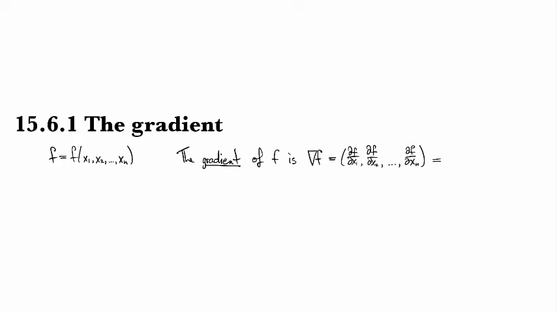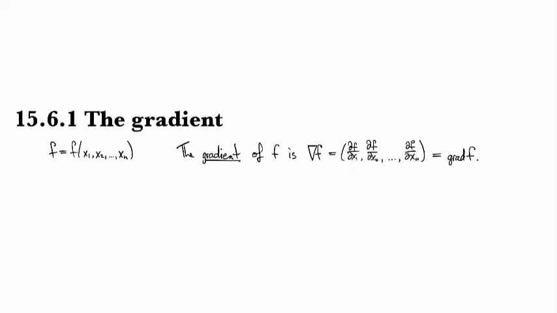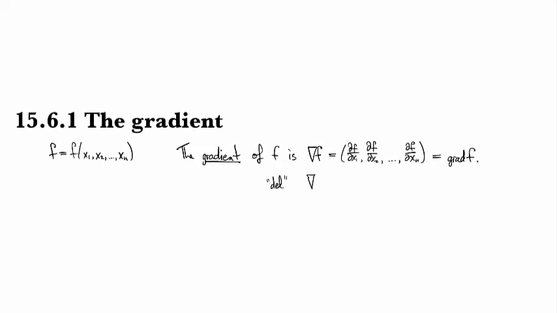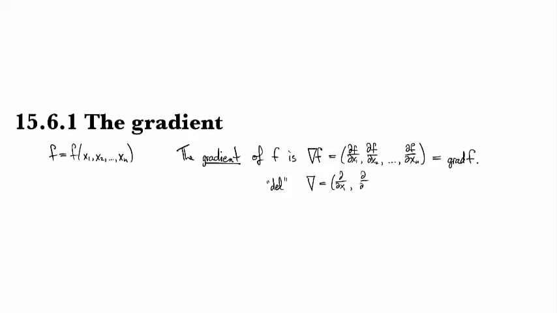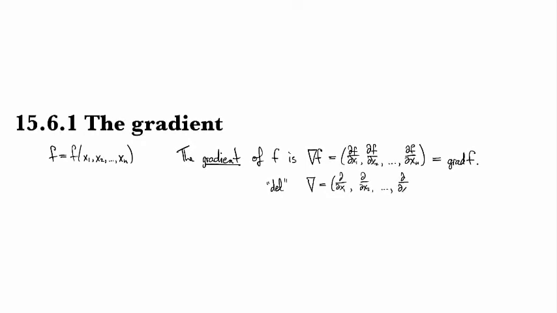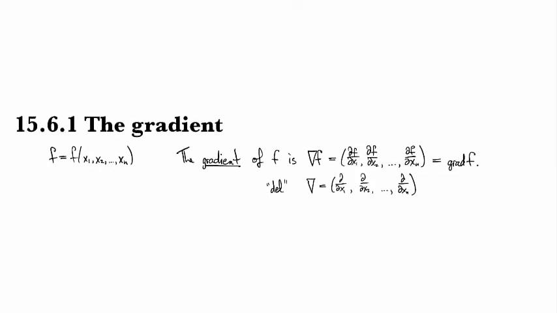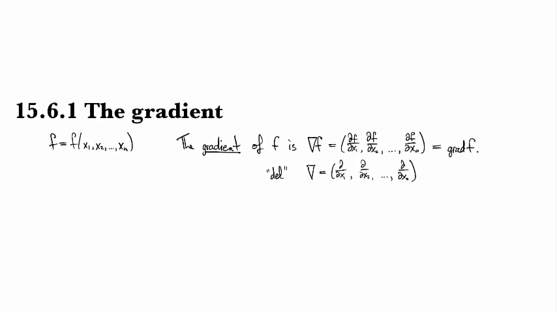Sometimes it's also written grad f, like that. Now this symbol here, this operator, is sometimes called the del operator. And you can think of it as just being the derivatives without the actual function f. It will be useful to use this construct later in chapter 17. We don't need to use it too much right here.